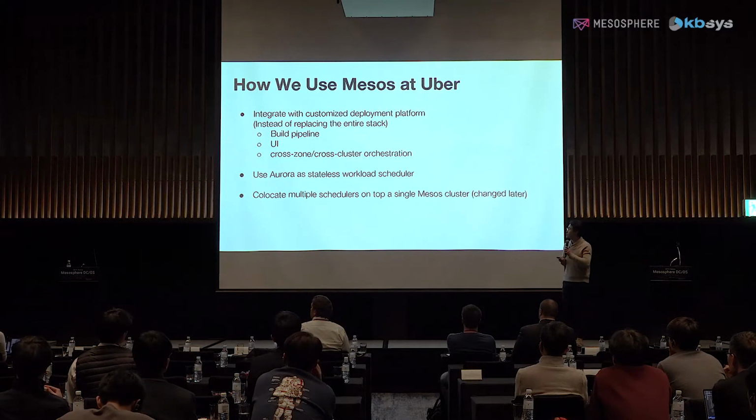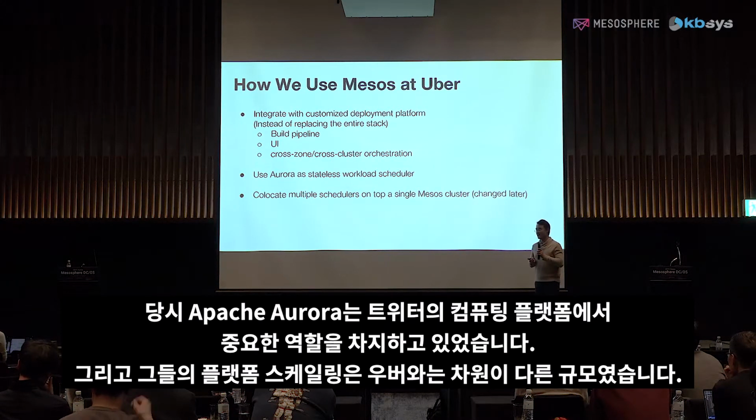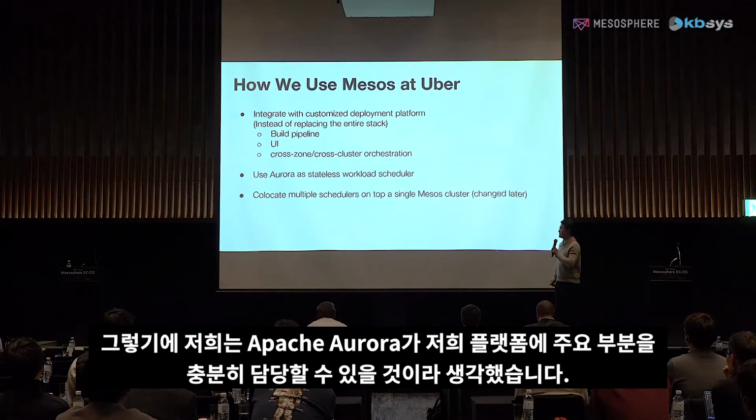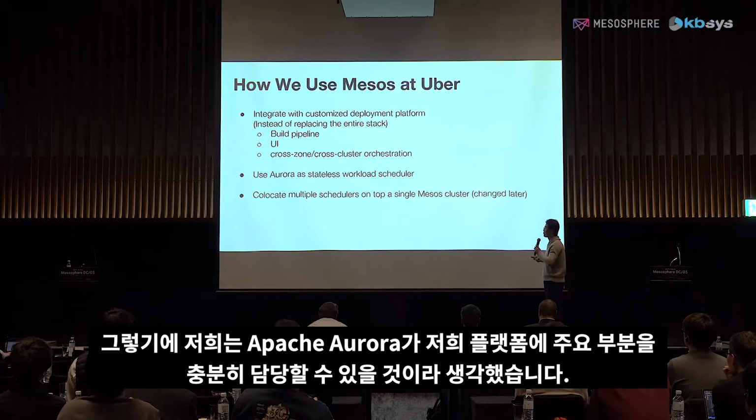The second thing is, inside Uber, we use Apache Aurora as our stateless workload scheduler. Apache Aurora is a Java-based open source project initiated by Twitter. At that time, Apache Aurora was already widely adopted by Twitter as a critical piece of their compute platform, and their compute platform was beyond the scale of Uber's compute platform back in 2016. So to us, Apache Aurora was a very solid decision to make as part of our critical compute platform.